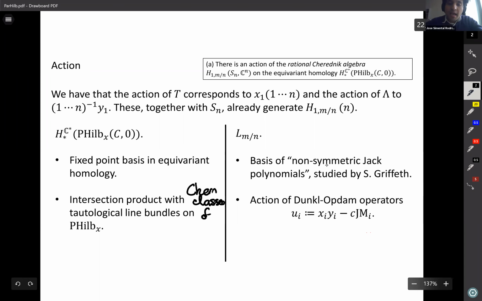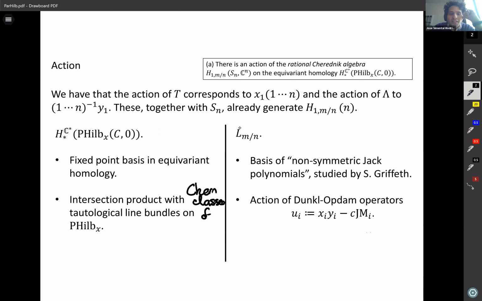And this matches up with the action of the so-called Dunkl-Opdam operators that were also studied by Stephen Griffith when he defined his non-symmetric Jack polynomials, which in the theoretic algebra is defined to be xiyi minus c times the Jucys-Murphy element in the symmetric group. Turns out that these Dunkl-Opdam operators act diagonalizably on this LM over N, and these non-symmetric Jack polynomials are precisely the common eigenvectors for these Dunkl-Opdam operators.